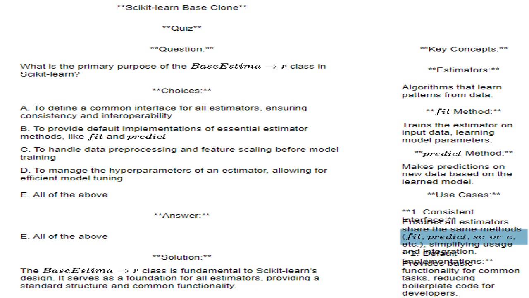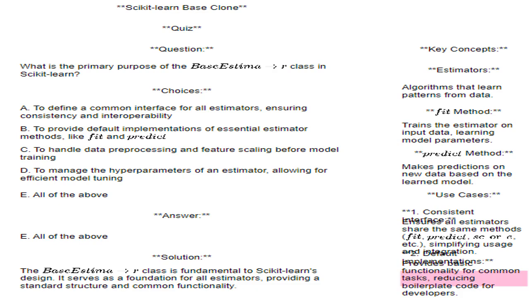The common interface ensures all estimators share the same methods: fit, predict, score, etc. This simplifies usage and integration, for example using the same fit and predict methods for a linear regression model and a decision tree model, creating modular and easily interchangeable machine learning components. Use cases: it provides basic functionality for common tasks, reducing boilerplate code for developers. The BaseEstimator class provides a default fit method, which can be customized by specific estimators.